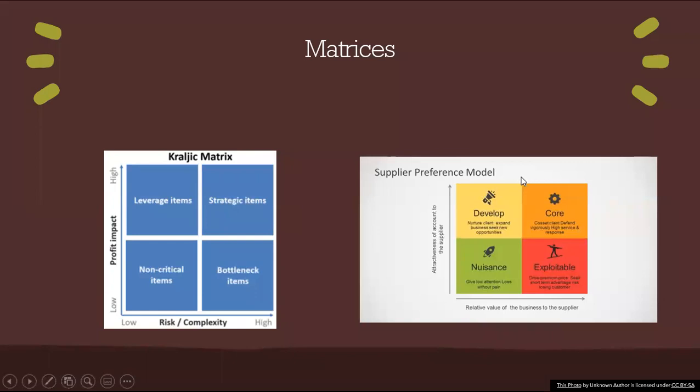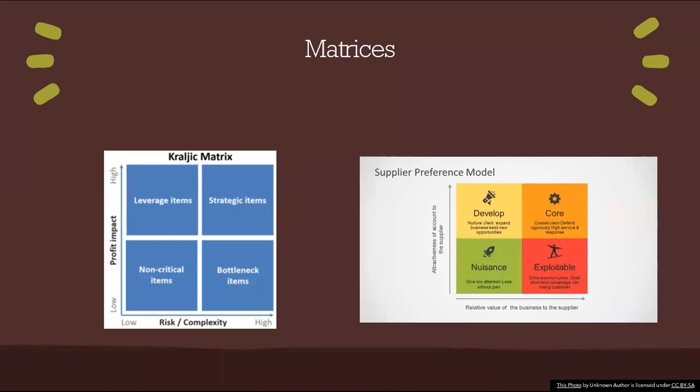On the other hand, we also have another matrix, the supplier preferencing model. This is the model which is focused on the perspective of the supplier instead of the buyer's view. This model also has 4 quadrants based on the attractiveness of the buyer and the relative value of the buyer to the supplier. And this model is not mentioned in other modules except L4M6. So if you want to know more, you may visit L4M6 in chapter 1, and it has a very detailed description of this model.